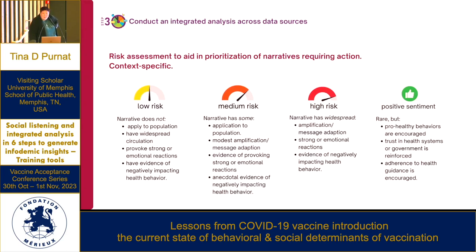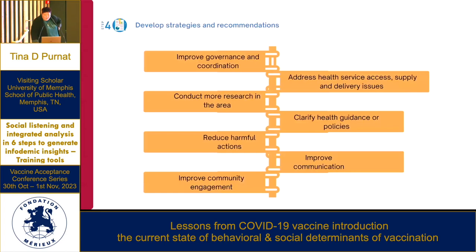It's actually contextualized. So while the manual presents a frame, it does need to be contextualized to the local immunization program, health promotion program, Ministry of Health at national level, whatever it is. But it gives some instructions there. And as you might see, the risk is a function of not only the spread and the velocity, but also the degree of impact on people's health. So if you have evidence that certain narratives are starting to impact negatively people's health behaviors, that, for example, would be a high risk narrative.